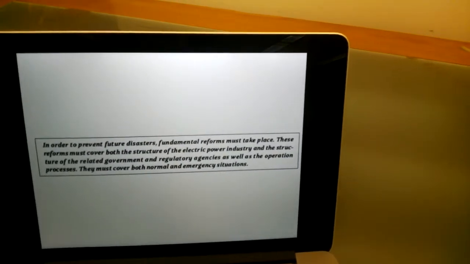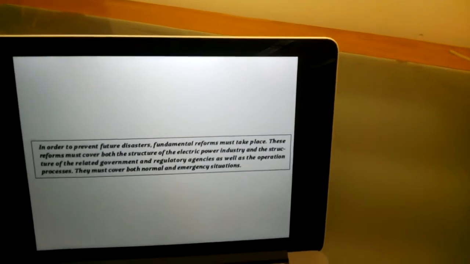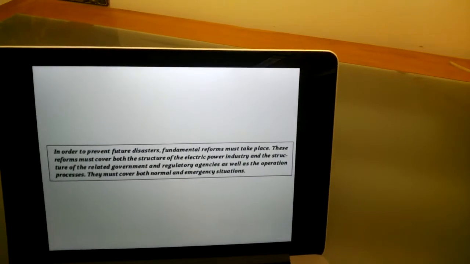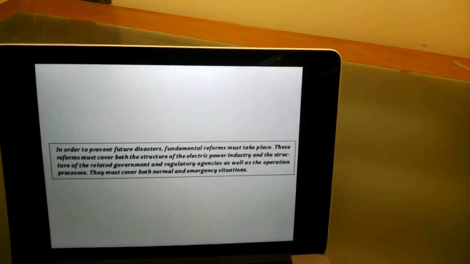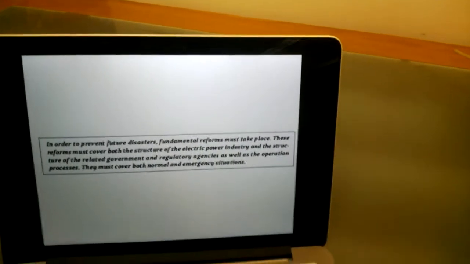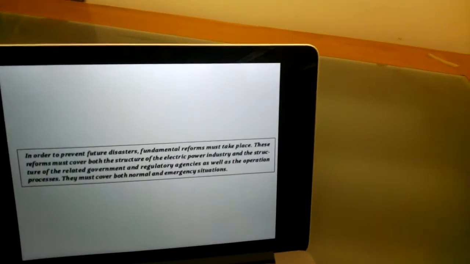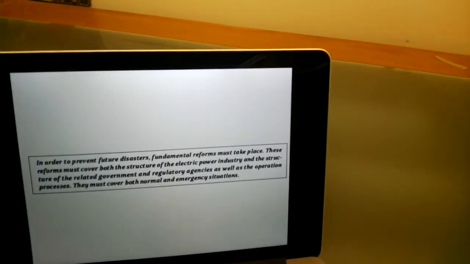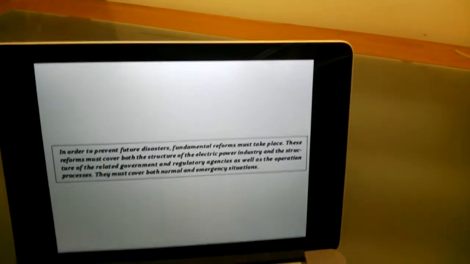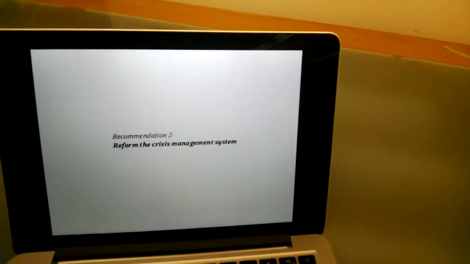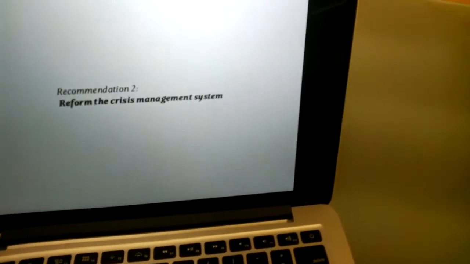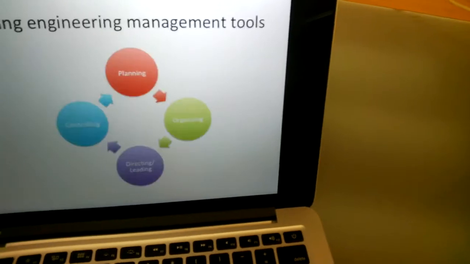They concluded with reforms that would be needed, as a recommendation that should be implemented, in terms of changes of policies and regulations and how regulations work together. The structure of the electric power industry should be reformed as well to comply with safety concerns. This is the most important recommendation: we should reform the crisis management system.